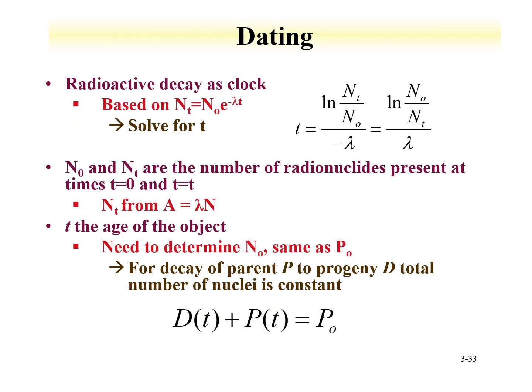So if we have a long-lived isotope that decays to some ground state or stable progeny or long-lived progeny, we can use this as a clock to determine the age of something. And the clock is basically from this equation where the number of atoms at a given time t is just equal to the number initial times e to the minus lambda t.